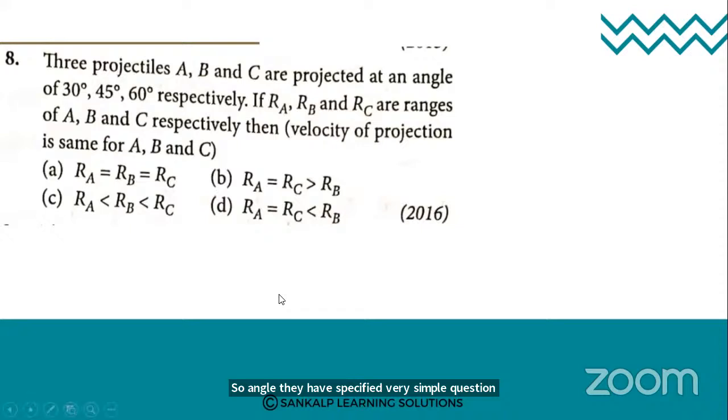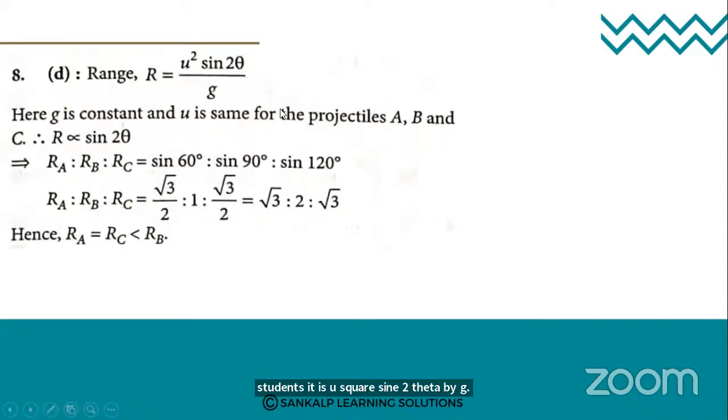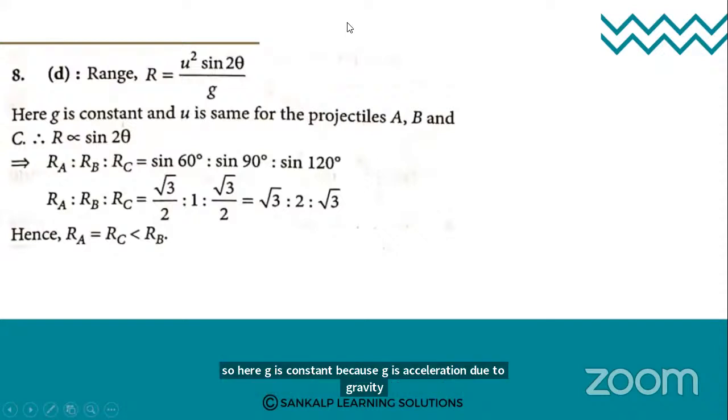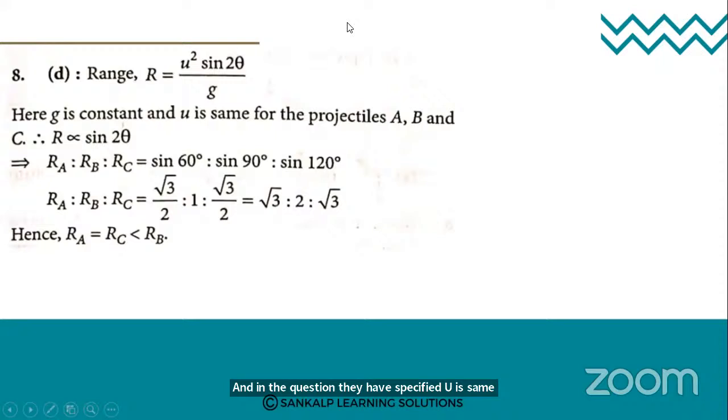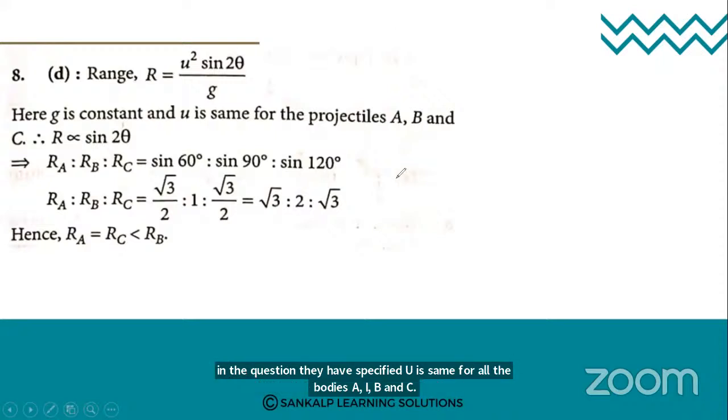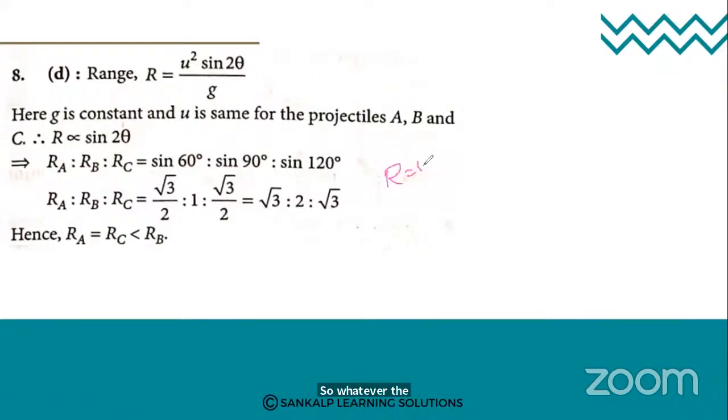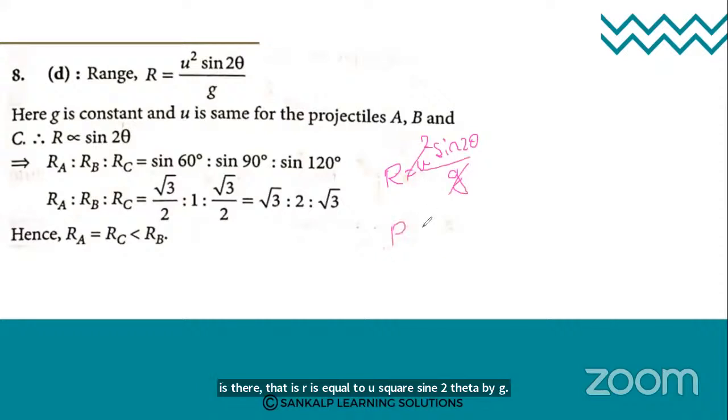See. So range is equal to, what is the formula here, students? It is u square sine 2 theta by g. Okay, so here g is constant because g is acceleration due to gravity. And in the question, they have specified u is same for all the bodies A, B, and C. So R is equal to u square sine 2 theta by g. So when this and this is constant, what we can say, the R is directly proportional to sine of 2 theta.